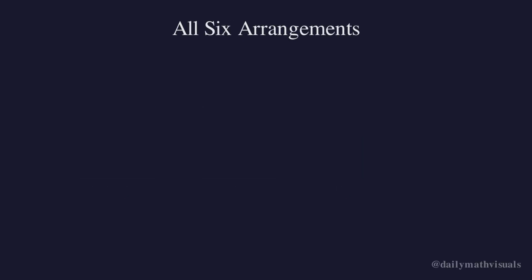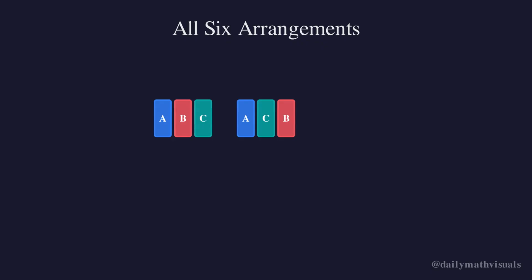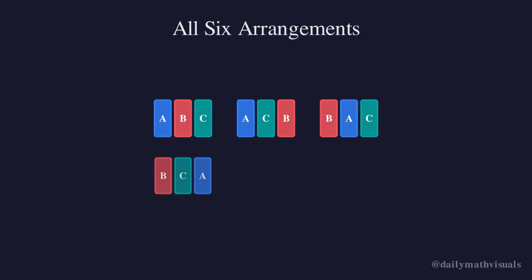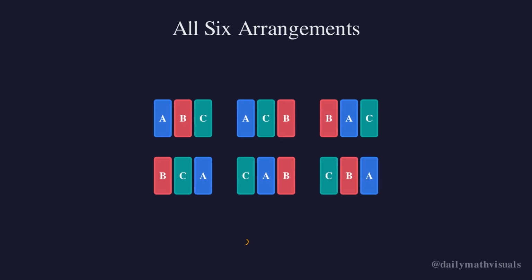Let's see all 6 arrangements. ABC is the first one, ACB is the second, then BCA, and finally CBA. 6 arrangements total. We write this as 3 factorial equals 6, a simple counting problem, and the answer is a product of descending numbers. That's the beauty of Factorial.